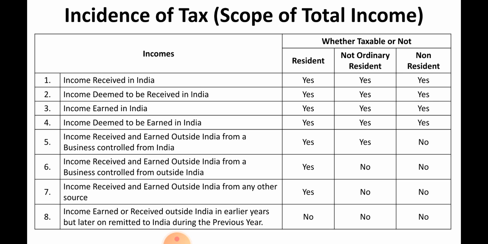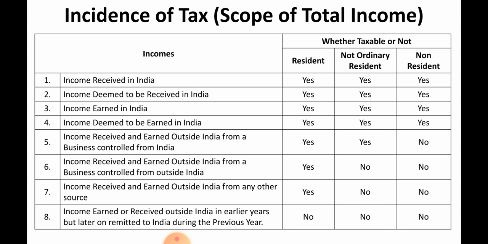Then in the seventh point, we have written income received and earned outside India from any other source. So any foreign income will not be taxable for not ordinarily resident and non-resident. It will only be taxable for the ordinarily resident. And what about the last, the 8th point? Income earned or received outside India in earlier years but later on remitted to India during the previous year.